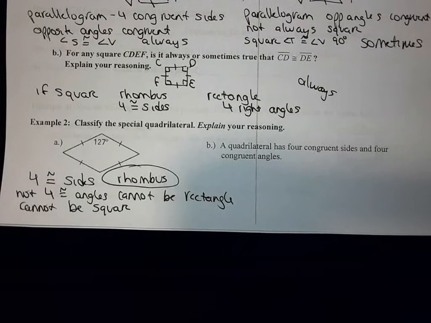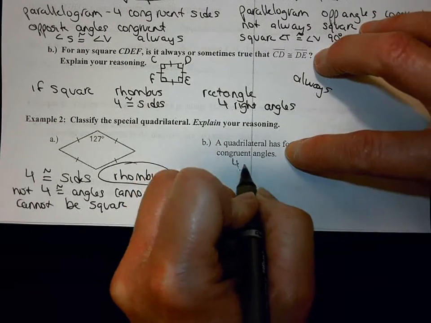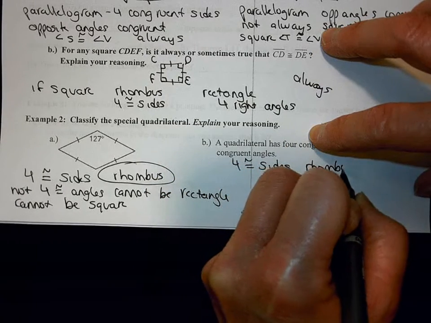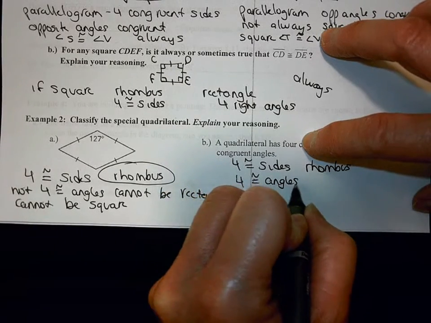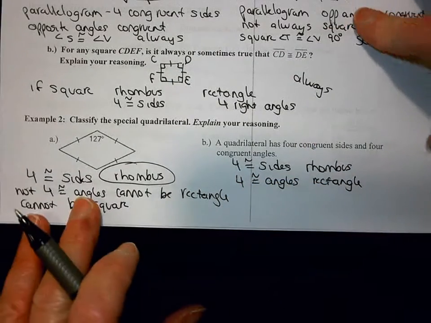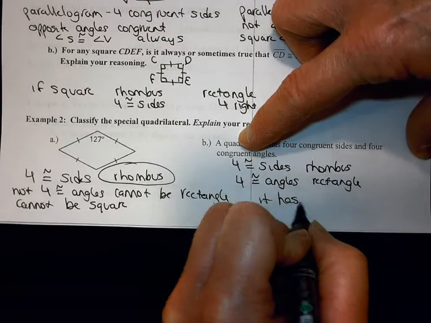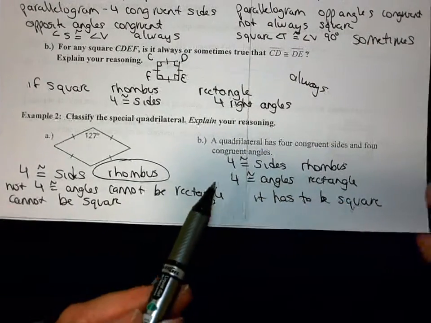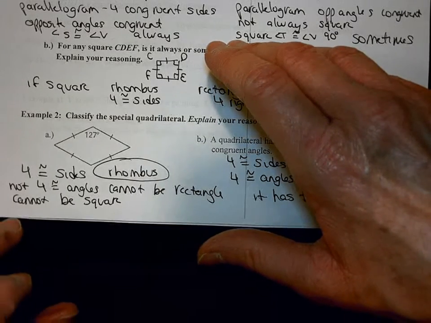Okay, if we take a look at part B, a quadrilateral has 4 congruent sides and 4 congruent angles. If we have 4 congruent sides, we know we have a rhombus. If we have 4 congruent angles, we know we have a rectangle. And if it's both a rectangle and a rhombus, we know it has to be a square. So if it has all the properties of a rhombus and a rectangle, that means it has to be a square. Okay, on to page 2.